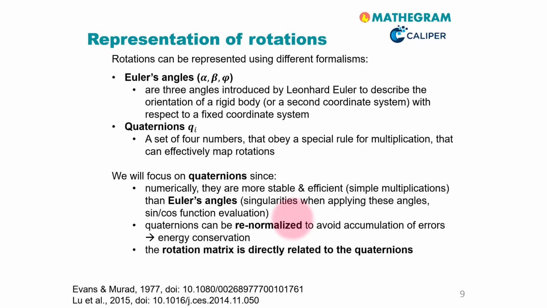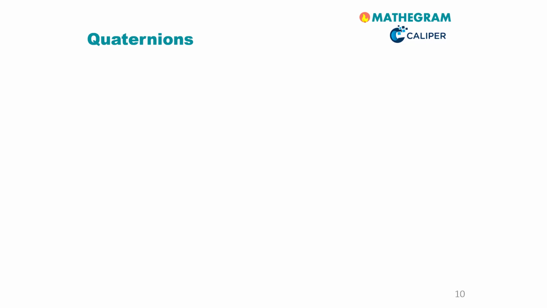The rotation matrix A that we have seen before is also directly related to quaternions and can be readily calculated with simple multiplications. And last but not least, wherever you look into the field of non-spherical particles, you see the usage of quaternions. So they have been really very, very successful. So what is this magic quaternion?